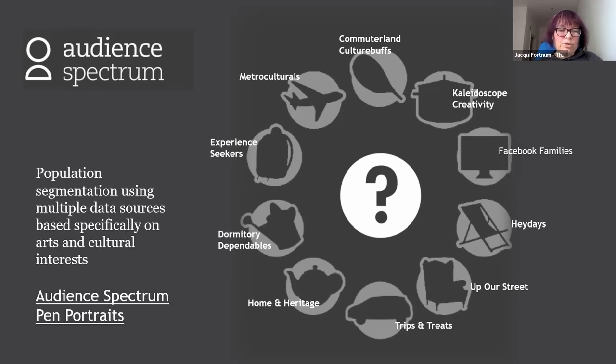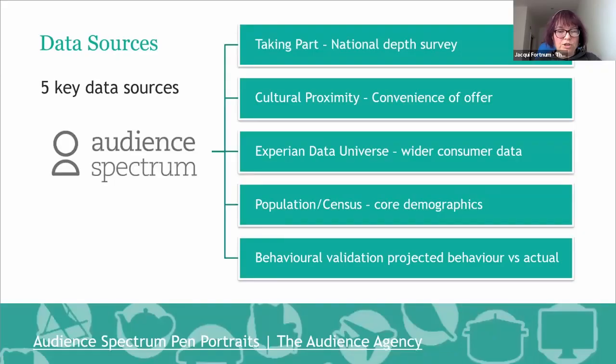And those 10 groups are 3 higher engaged groups, 3 medium engaged groups, and 4 lower engaged groups. And every household in the country belongs to one of those segments, depending on all of those different variables. So that's all of the data sources that we used to build the segmentation.